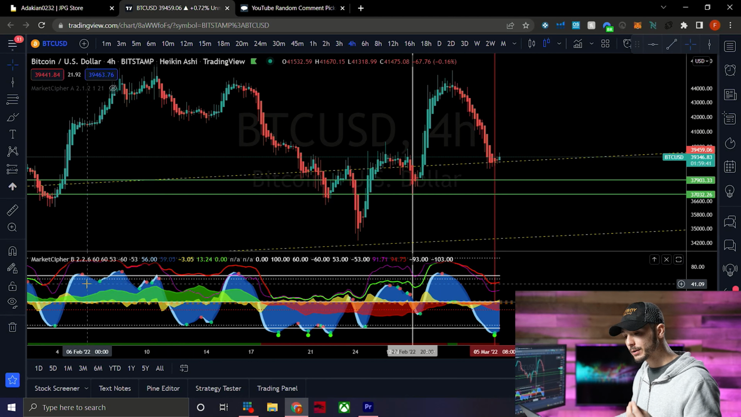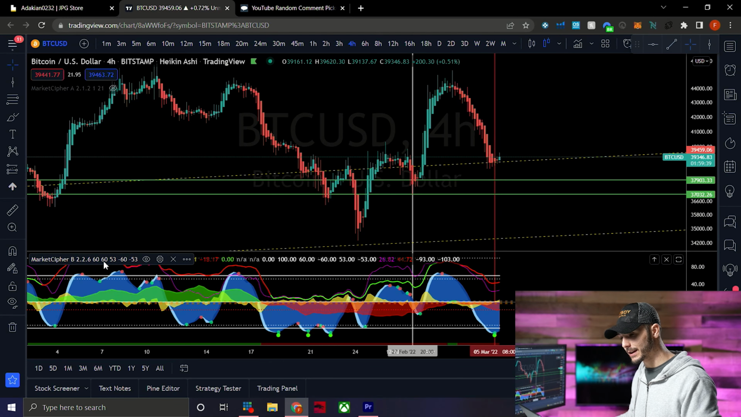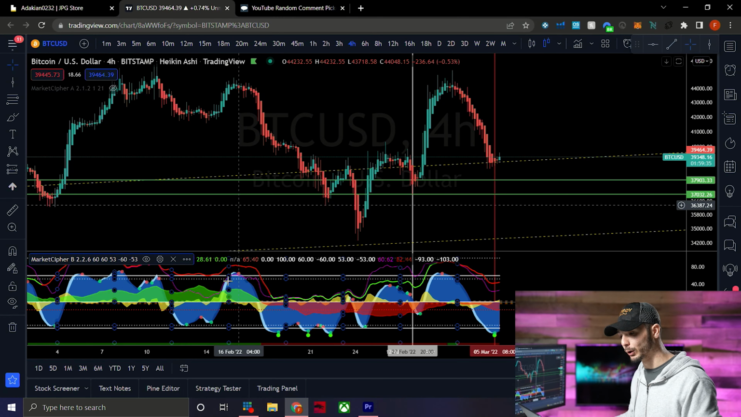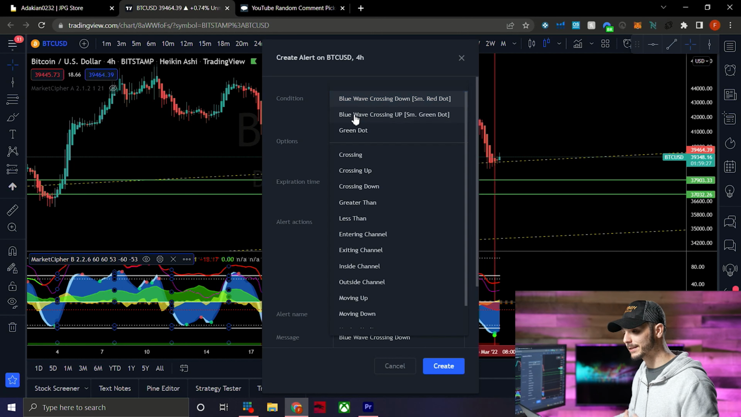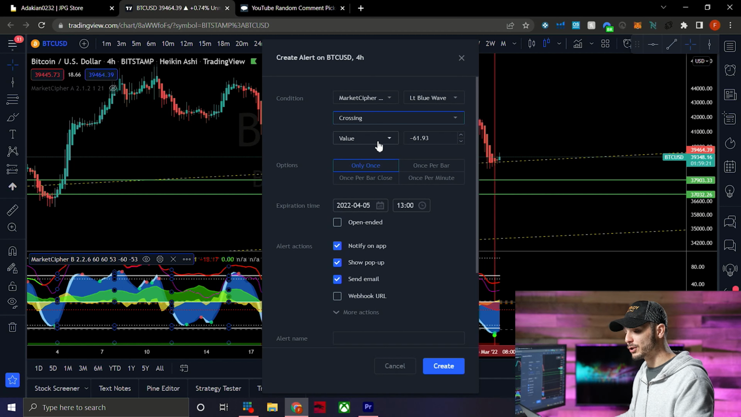So what you're going to want to do is set an alert for the VWAP crossover, right? So what you can do is you come down to your Market Cipher B, find this black box right here, click the 3 dots and hit add alert. You want to make sure you have Market Cipher B selected here, and then you're going to want to come down to this next drop-down menu and click crossing, right? And then you can set the value here.